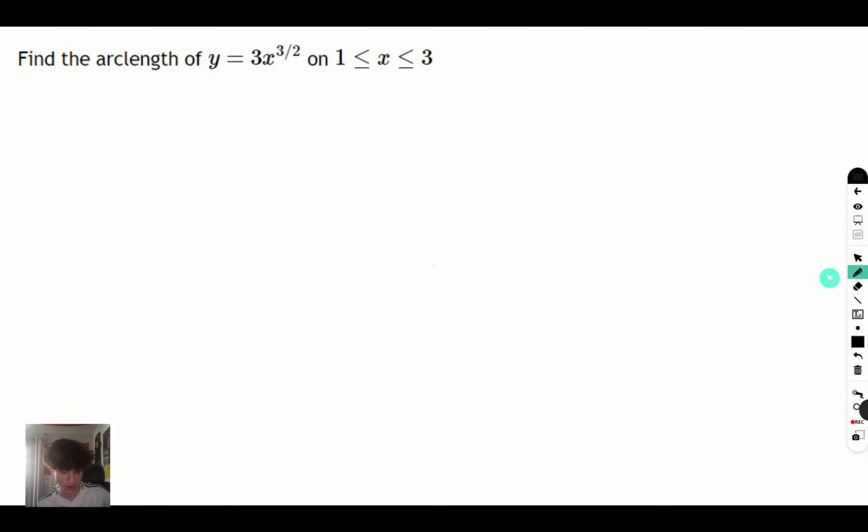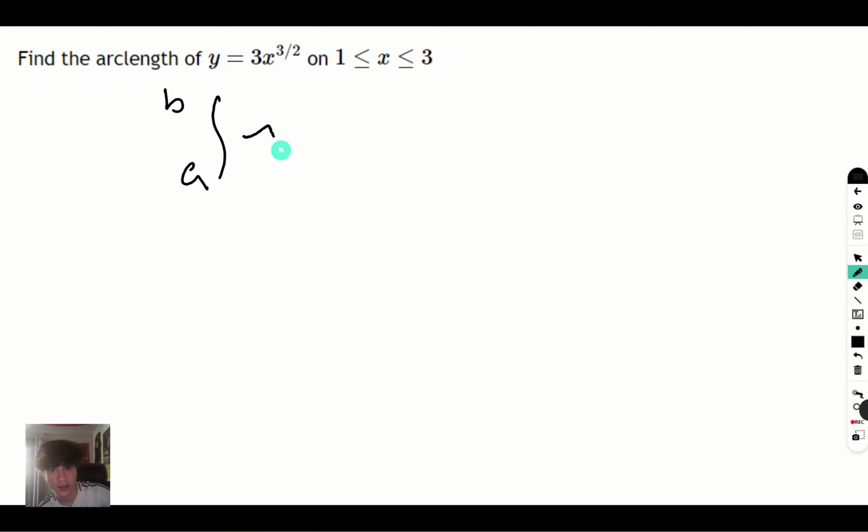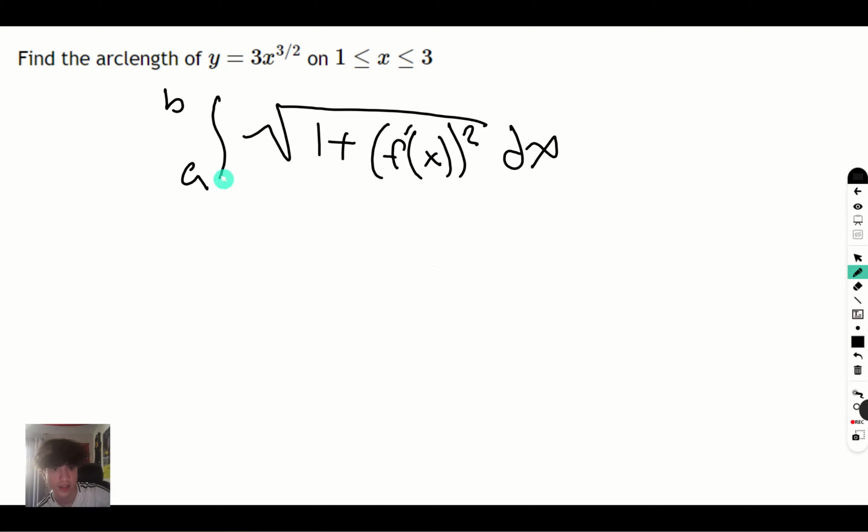So here's the second problem. y equals 3x to the 3 halves on the interval 1 to 3. See, for this one, it's not a linear function, so we can't just use geometry. We actually have to use calculus for this part. So, our first step, let's write out our formula. Oh, sorry, I was thinking of the last problem. From a to b, integral of the square root of 1 plus f prime of x squared dx. Our a is 1, our b is 3.